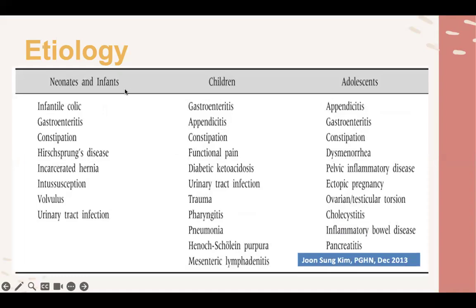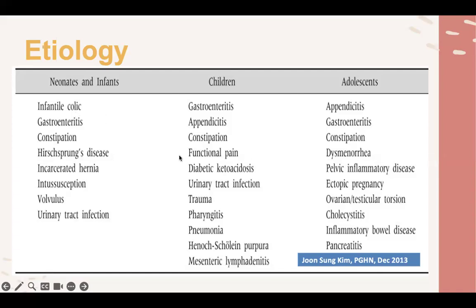When it comes to neonates and infants, infantile colic followed by gastroenteritis, constipation, Hirschsprung disease, incarcerated hernia, intussusception, volvulus, and urinary tract infections are common. In children, gastroenteritis is most common, followed by appendicitis, constipation, functional pain, diabetic ketoacidosis, urinary tract infection, trauma, pharyngitis, pneumonia, HSP, and mesenteric lymphadenitis. In adolescents, appendicitis, gastroenteritis, constipation, dysmenorrhea, pelvic inflammatory disease, ectopic pregnancy, and a few gynecologic causes as we have described, and it can be IBD, inflammatory bowel disease, and pancreatitis.